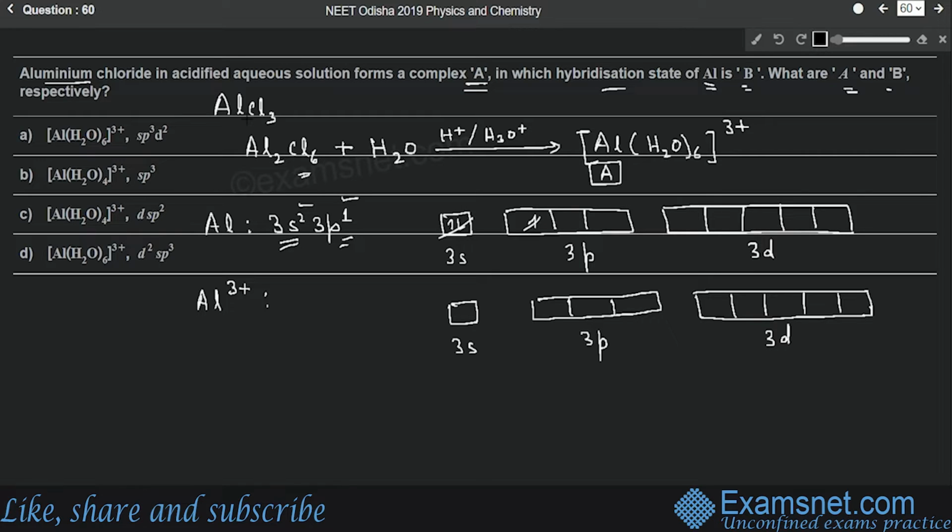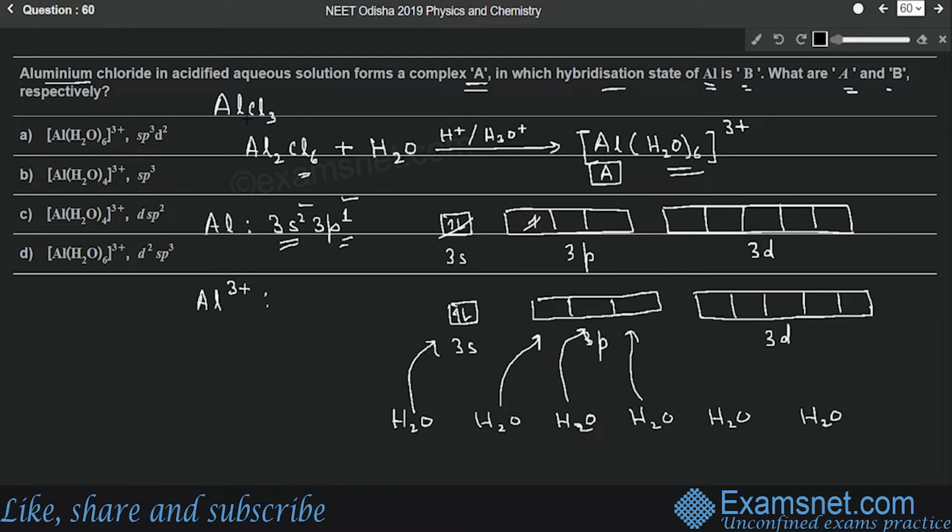So how many water molecules are there in this complex? 6 water molecules. So let's write it down here: 1, 2, 3, 4, 5, 6. Each water molecule will donate one pair of electrons. So this is one water molecule, this will donate here, so one pair filled here. This will fill here, so 3 water molecules in these 3 orbitals, so 3p orbital filled. Now 2 water molecules left, so one in this one and one in the next one.